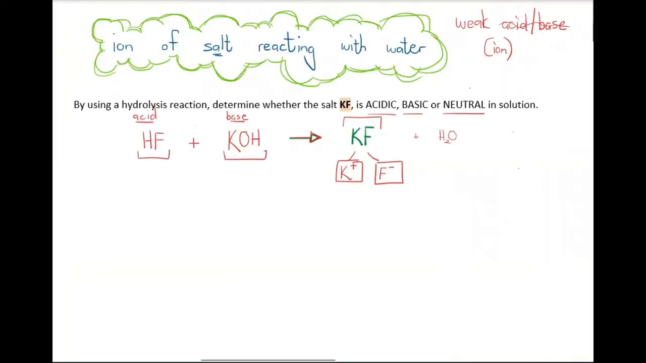So let's analyze. What do we know? HF, hydrofluoric acid or hydrogen fluoride, that is a weak acid, WA, weak acid. How do you know? Because you've got 3 strong ones: hydrochloric, sulfuric, nitric. That one does not fall under those 3. So it is a weak acid. KOH, group 1 metal attached to a hydroxide, is a strong base.